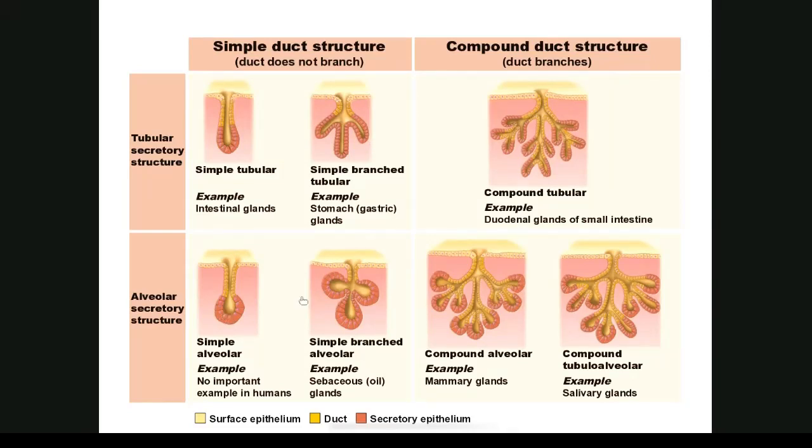Simple branched alveolar. Now here we have compound tubular. They're tube-shaped, and they have many branches coming together and they connect into one common duct system. Compound alveolar, such as mammary glands, are alveolar and have branches, and they come together here. And then we have in the salivary glands, compound tubulo-alveolar. Some are tubular, some are alveolar.